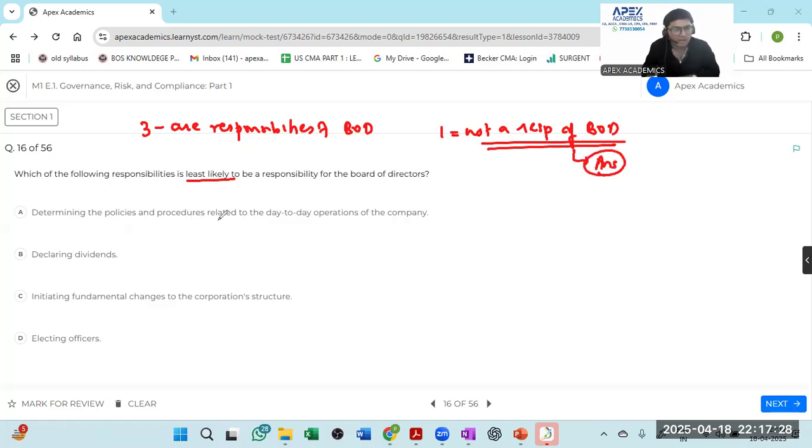So determining the policies and procedures related to the day-to-day operations. Sir, declaring dividends. Yes. Initiating fundamental changes to the operational structure. Yes. Electing officers. Yes. Sir, determining the policies and procedures regarding day-to-day operations, no. Sir, please try to understand. Day-to-day operations is done by whom? Sir, is done by officers.